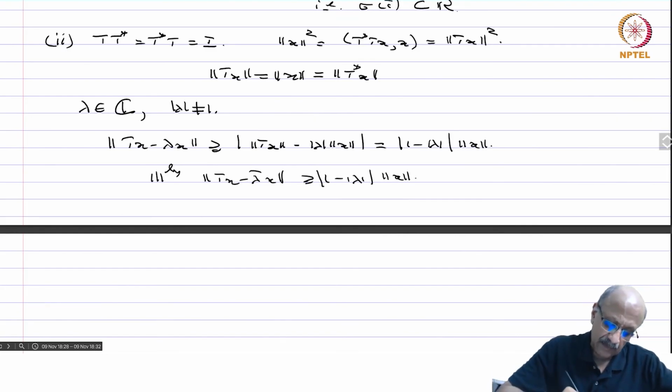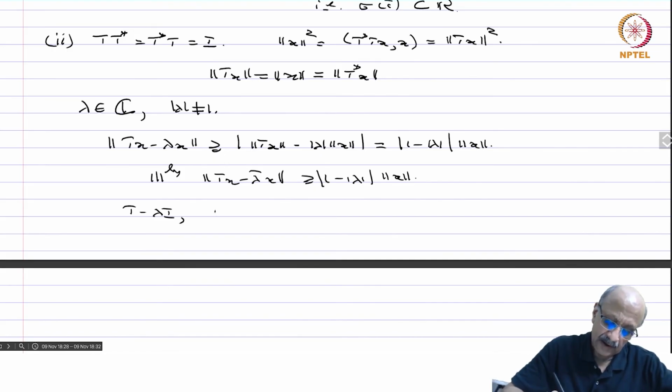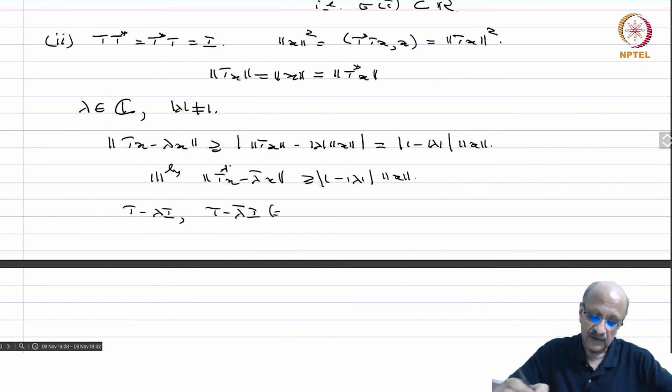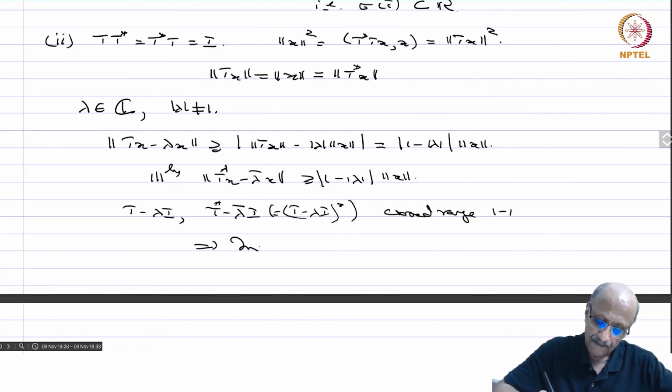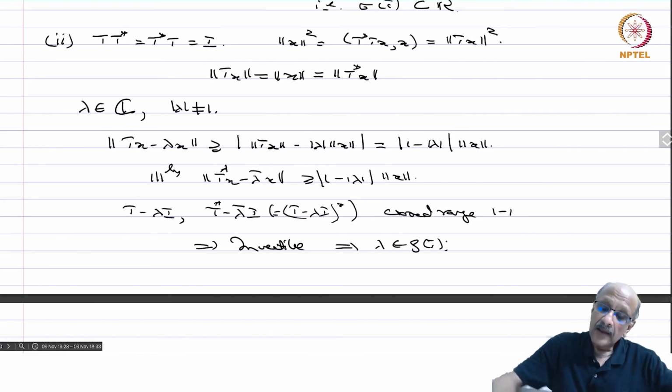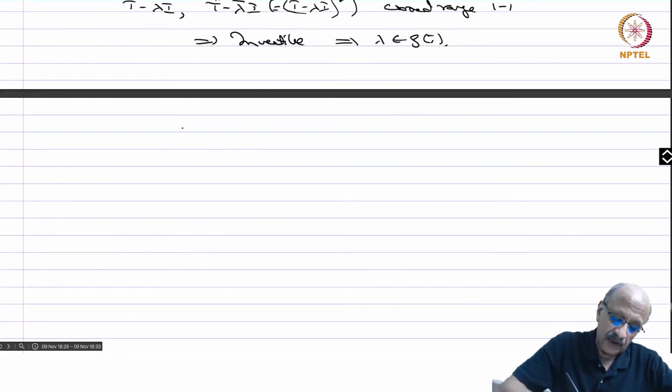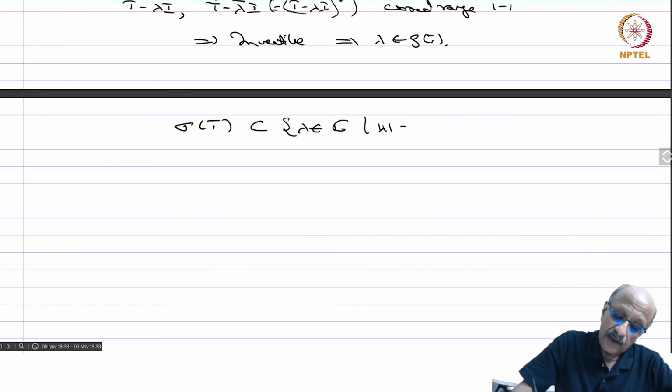So once again, T minus lambda I and T minus lambda bar I, which is nothing but T star minus lambda bar I, which is T minus lambda I adjoint, have closed range and are 1-1, so this implies invertible, implies lambda belongs to rho of T, and therefore you have that sigma of T is contained in the set of all lambda in C such that mod lambda equals 1. Okay, so now we come to the third one.